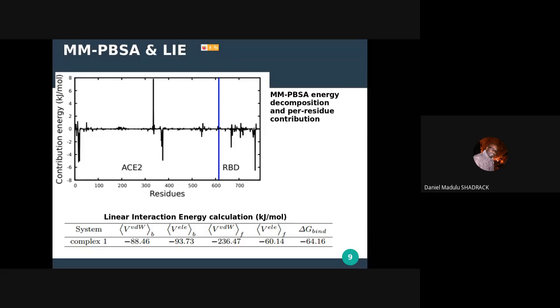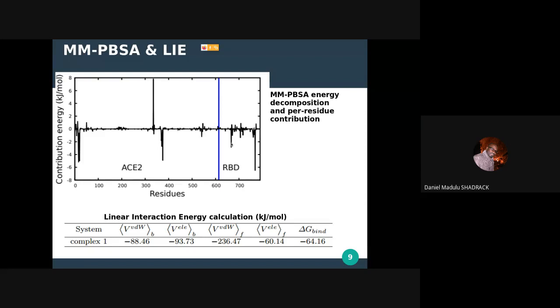In this case, we do the molecular mechanics Poisson-Boltzmann surface area, and the linear interaction energy. From the molecular mechanics Poisson-Boltzmann surface area, we get the energy contributions, because our interest is to understand to what extent these residues contribute to the interaction and to critically disrupting the recognition. As we can see here, these residues, histidine 34 and others, are responsible for that recognition, and they are highly contributing to the inhibition. These are from the human enzyme ACE2, and from the receptor binding domain of the virus. Of course, tyrosine 505 is highly contributing to this inhibition, the binding to the ligand, and another.